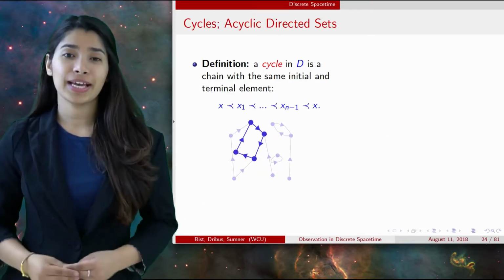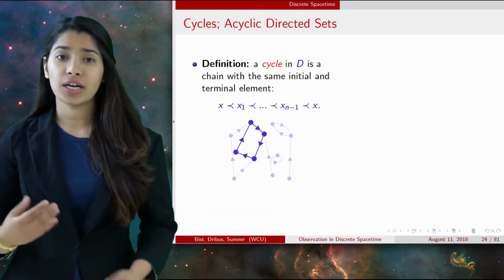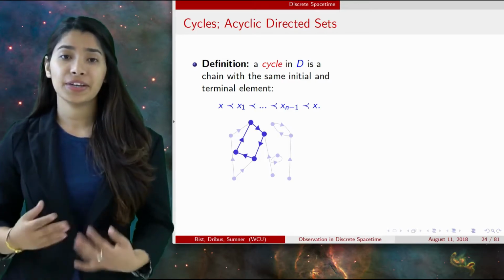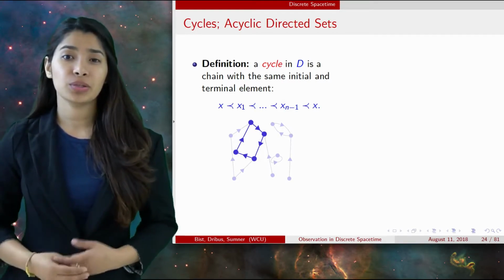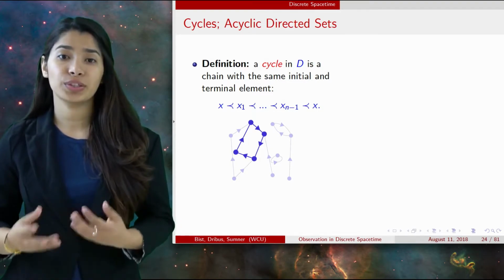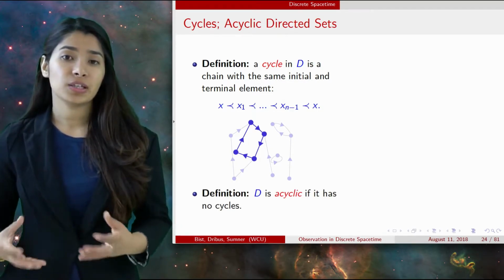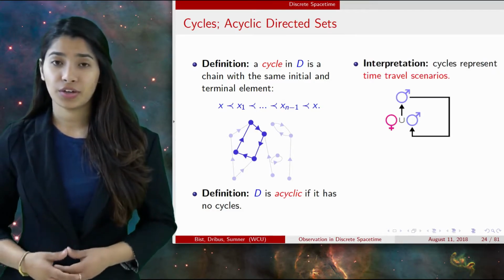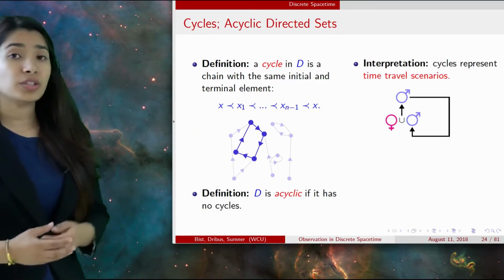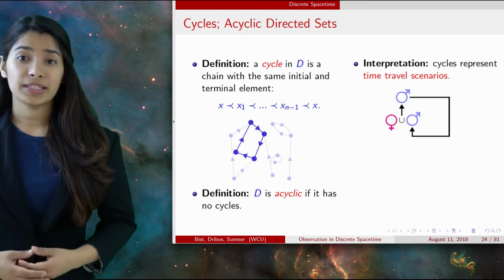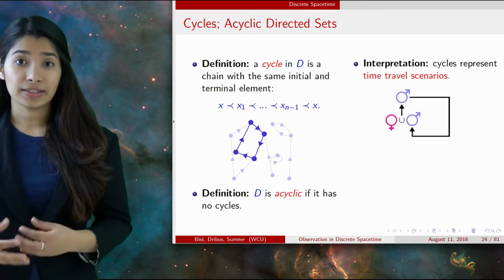Next, we talk about cycles. A cycle is just a closed chain. A directed set is called acyclic if it has no cycle. Individual elements don't count as cycles. A cycle has to include at least one relation. The physical interpretation of a cycle is a closed causal curve or time travel scenario. We repeat one of our little pictures from the previous slide representing an individual who is his own father and son.